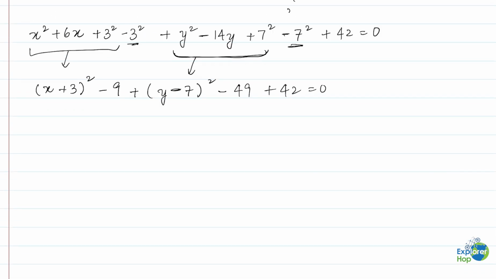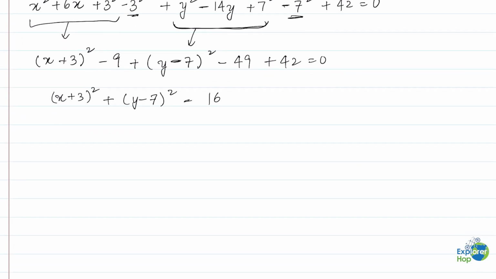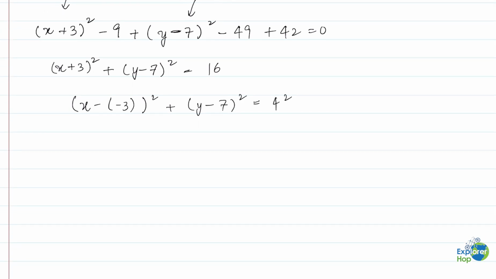Now we'll move all the constants to the other side, and we get (x plus 3) squared plus (y minus 7) squared equals 16. Further rearranging it, we find that (x minus 3) squared plus (y minus 7) squared equals 4 squared. As we stated earlier, the x coordinate of the center is this and the y coordinate of the center is this.